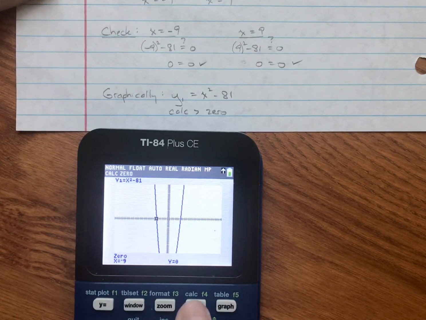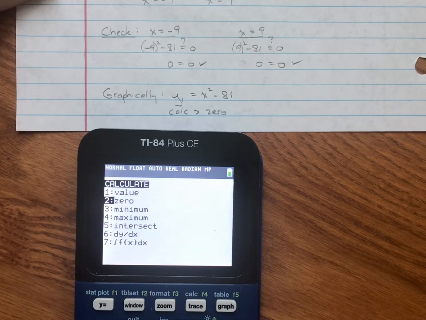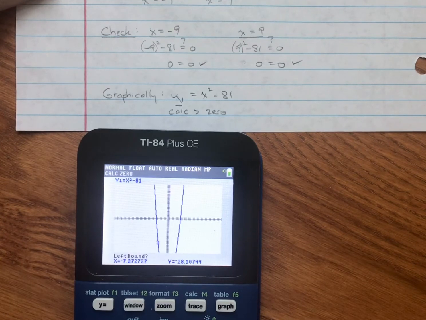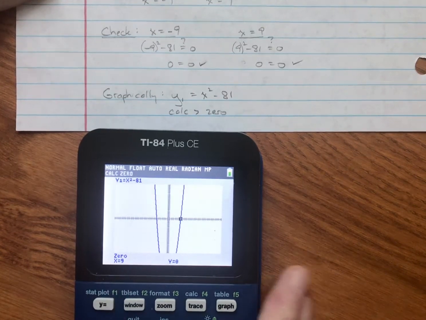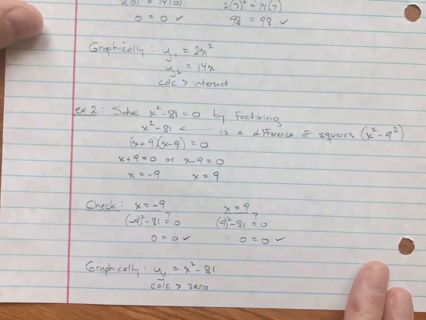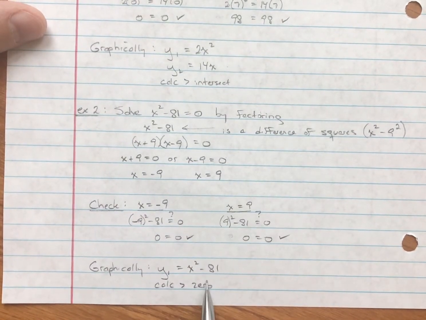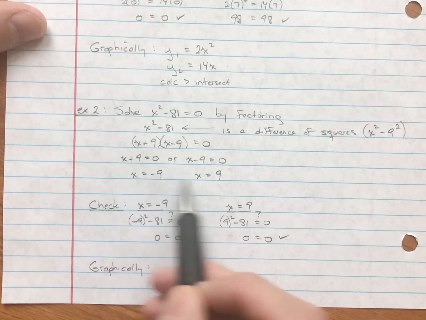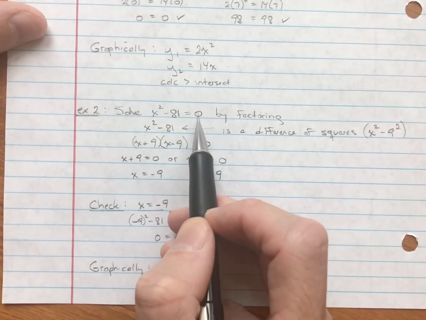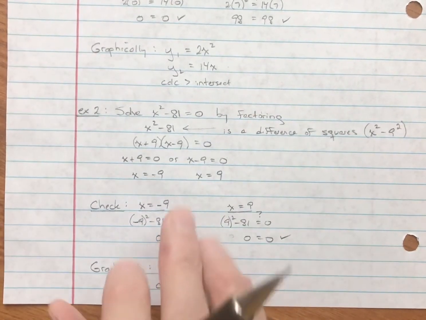And let's do it again: second calc, choose 0 again. Let's go to the right place where it crosses the x-axis. Below the x-axis is the left bound, above is the right bound. Take a guess. Sure enough, there's a 0 at 9. Because this equation was already equal to 0, we're able to calculate for the zeros, and those zeros are at -9 and 9, a zero being where it crosses the x-axis.